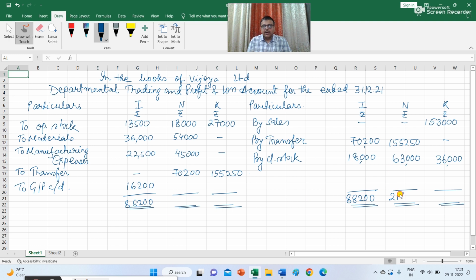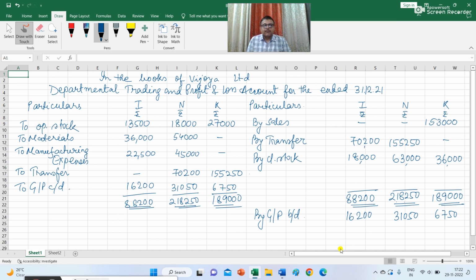Then 2,18,250 is the sum total of the transfer price and the closing stock, and the gross profit for Department N is 31,050. And the sum total of the credit side for Department K is 1,89,000, and gross profit is 6,750. So this gross profit, I have to show on the credit side as gross profit brought down: 16,200, 31,050 and 6,750.